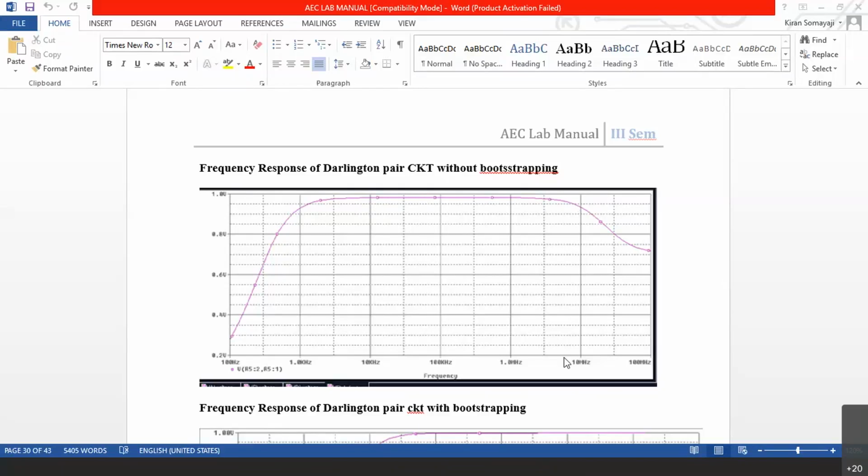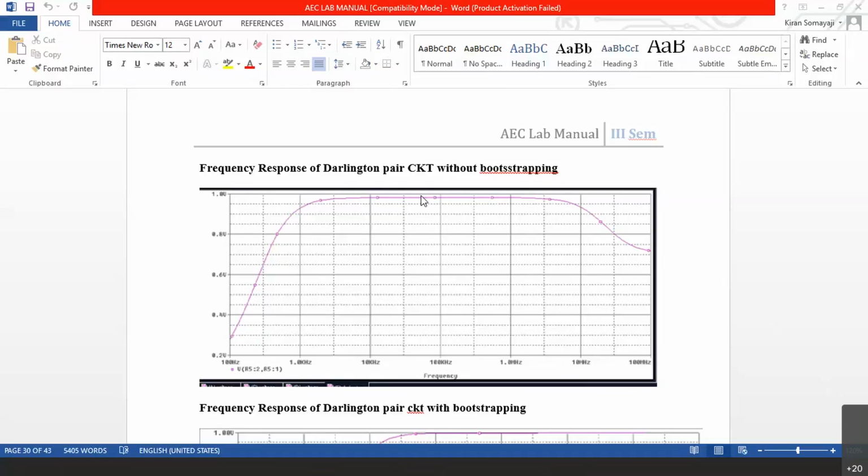You can see after about 10 megahertz, it is slightly reducing. It will keep on reducing later on. When you plot the curve, you can increase this frequency beyond 100 megahertz also, and you can actually try to measure the bandwidth.